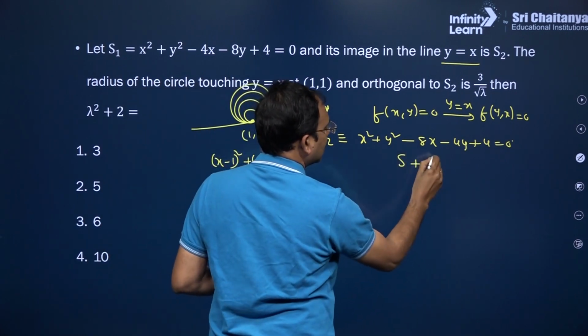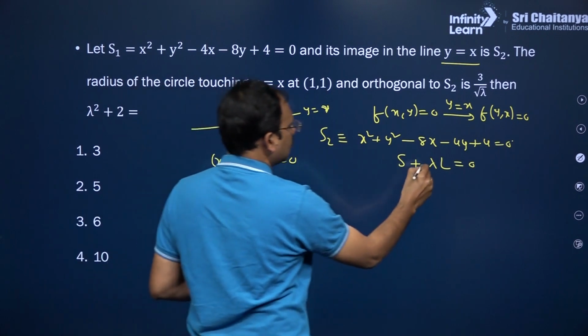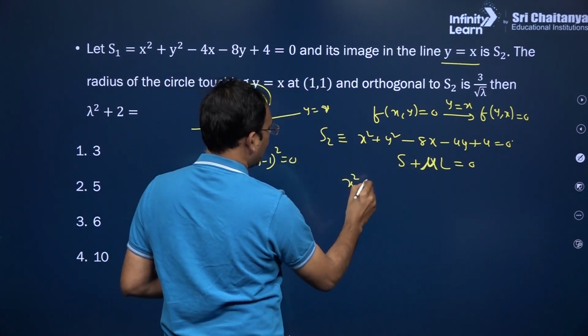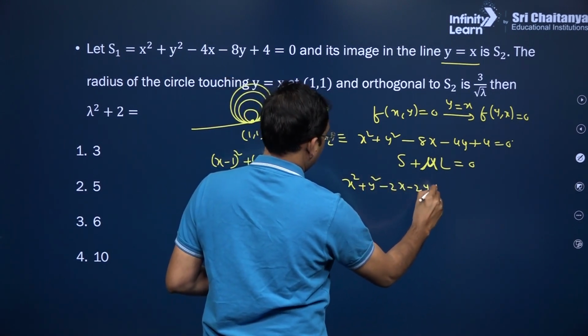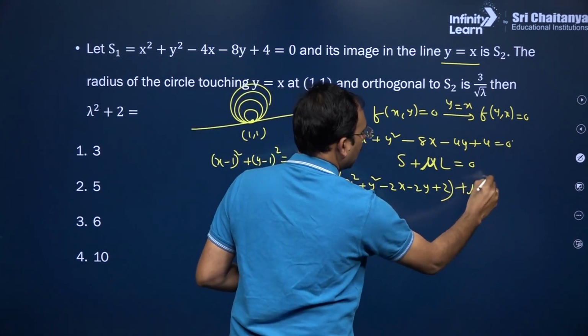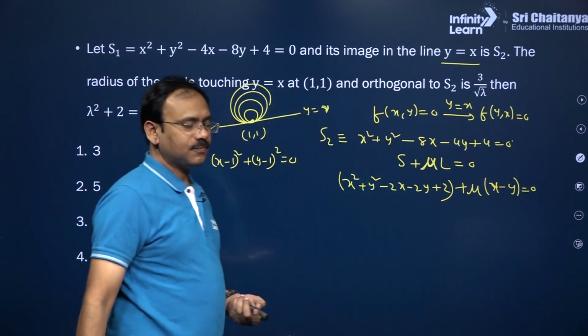Why can't we write the required circle like S plus lambda L is equal to 0? Already lambda is used, you can use mu. So S is going to be, my dear friends, x square plus y square minus 2x minus 2y plus 2 you can write, yes, plus mu into L, which is x minus y, equal to 0.